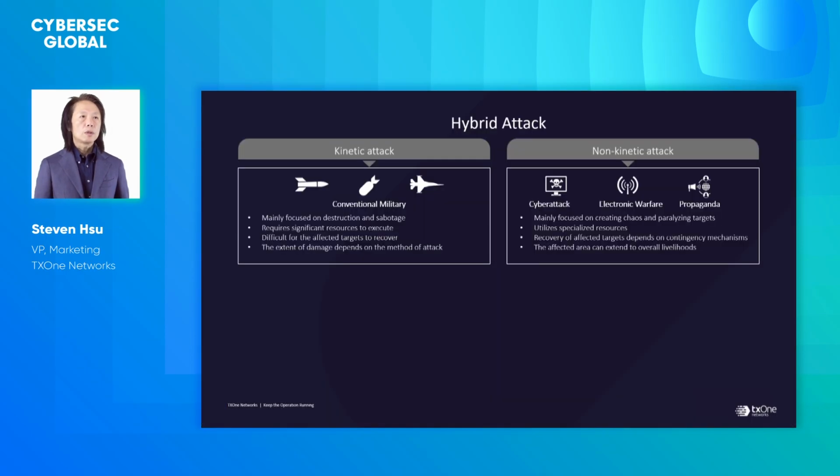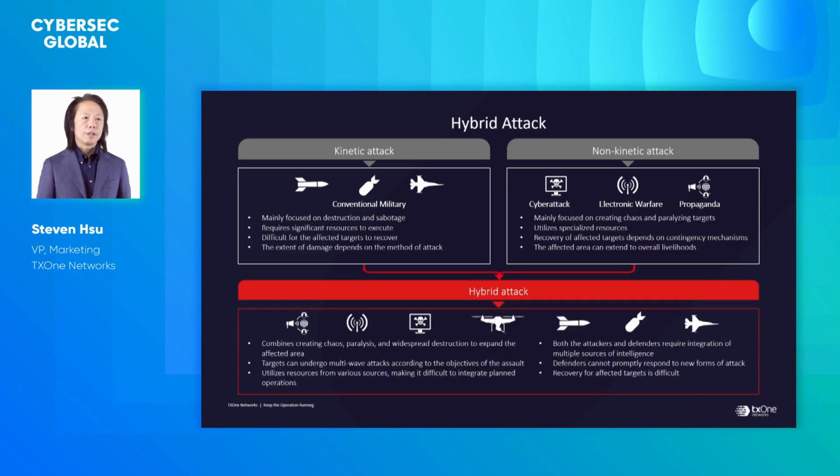Okay, modern warfare is moving toward hybrid attack. Connected attack usually involves conventional military attack methods that include missiles, bombing, and air force attacks. The main goal is to destroy the target, but it comes with a high cost for both sides in terms of money and casualties. On the other hand, non-connected attack usually creates chaos and paralyzes the target system. Examples include propaganda, electronic warfare, and cyber attack. But this kind of attack does require specialized resources and skill sets, and also allows you to create the necessary damage.